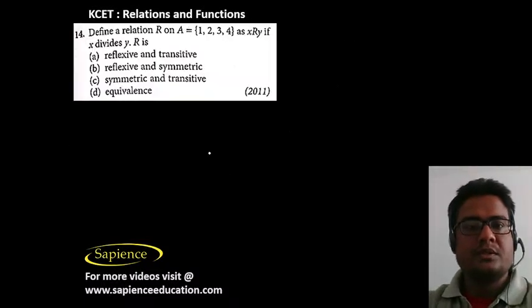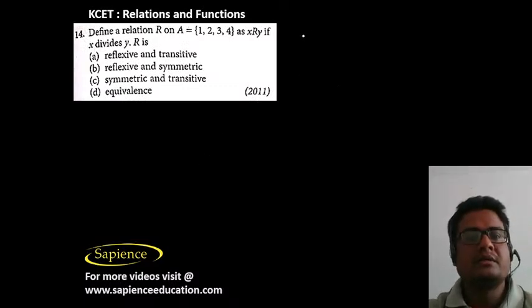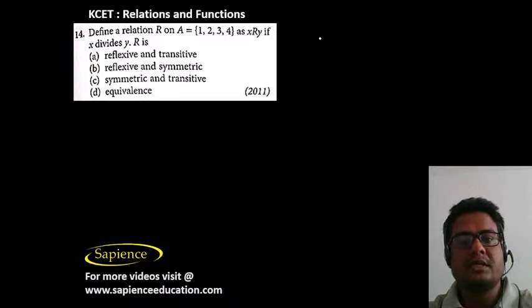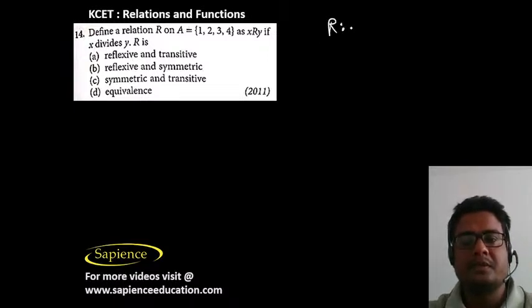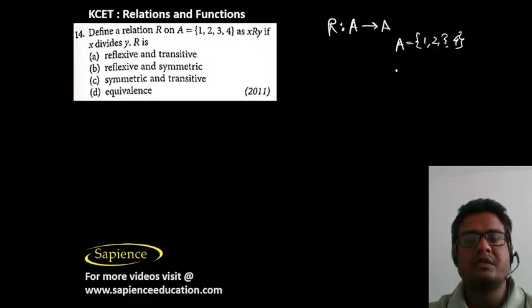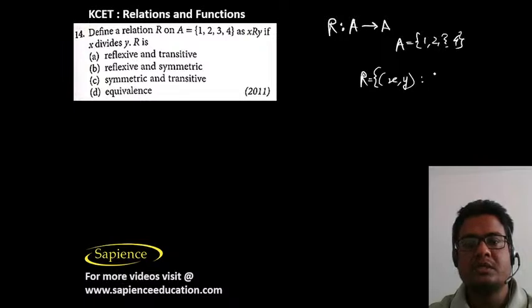We have understood. Then it is told to define a relation R on the set A, where X is related to Y if X divides Y. It means that X is a factor of Y. So the relation R consists of all the ordered pairs X comma Y such that X is a factor of Y.